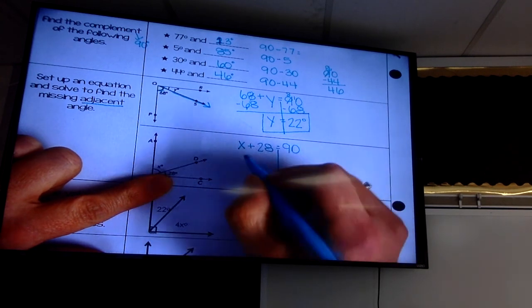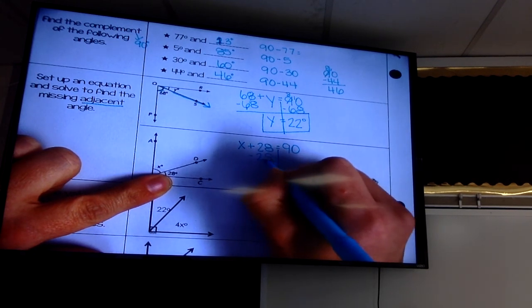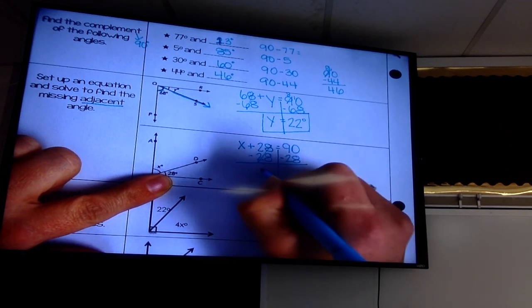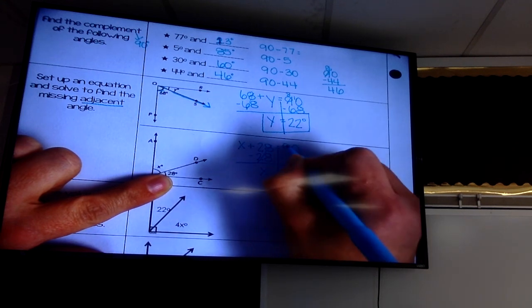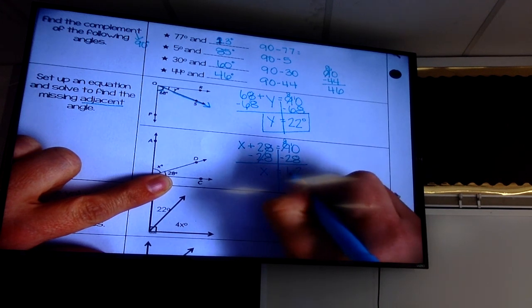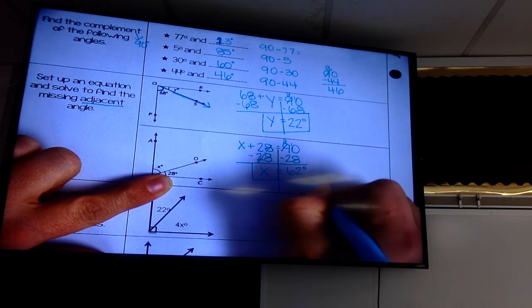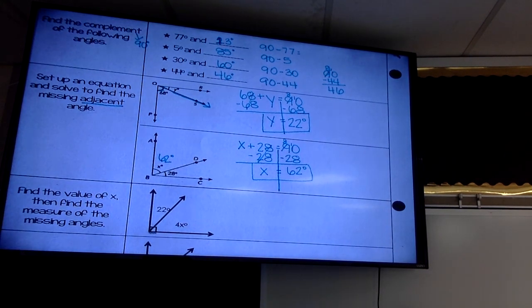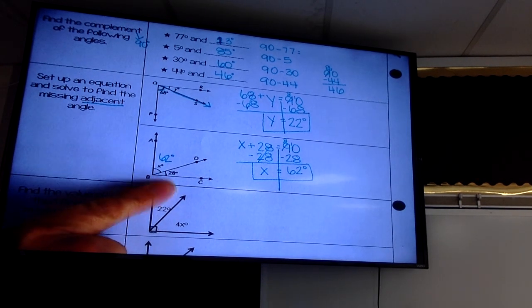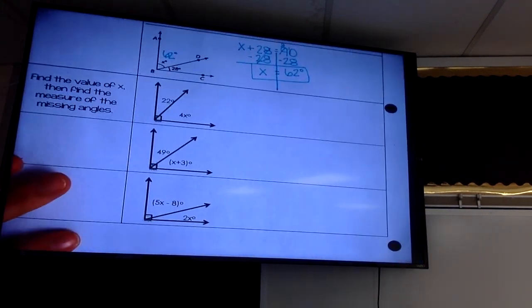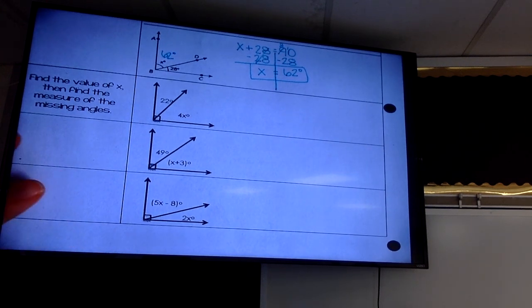Now I'm going to drop my line and say, I want to get rid of that positive 28, and I do that by creating a negative 28, or subtract 28. So I'm left with x equals, I'm going to borrow. So now I know x equals 62 degrees. I now know that this angle in here is worth 62 degrees. Okay, so now we're going to push it a little bit further. So this one was easy because it was just two angles that were simply being added to form a 90-degree angle. Okay, now we're going to see that it's a little bit different.